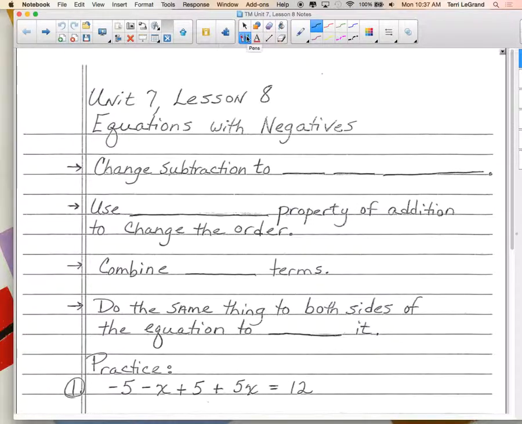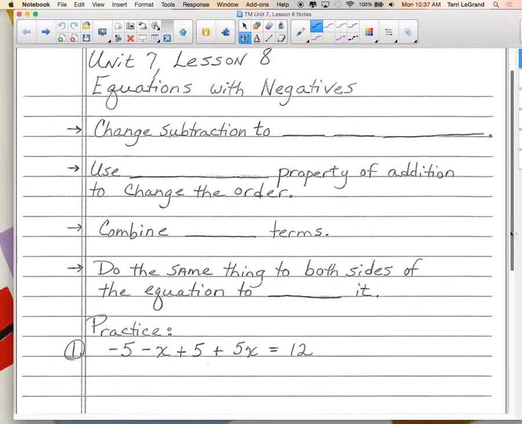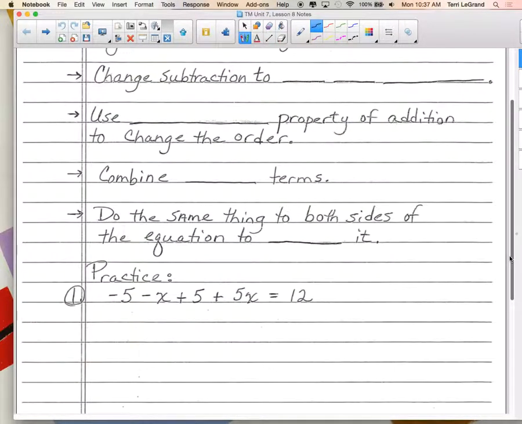Okay, so today we are moving into lesson 8 in our unit 7. We're going to be solving equations that involve negatives. So that's our learning goal today. We're going to use a process here, and these are the steps I want you to follow to help you be successful with these.